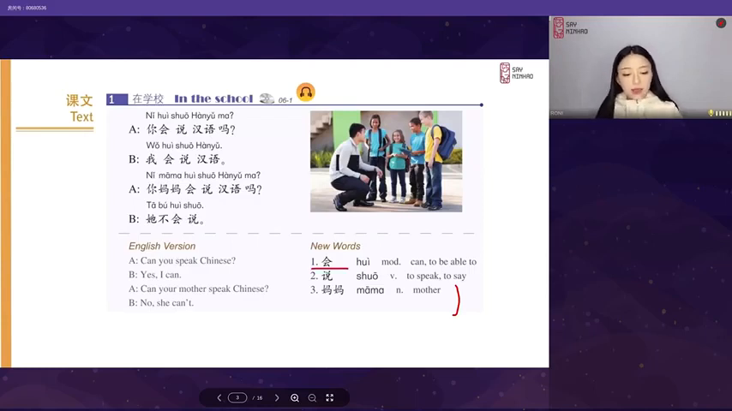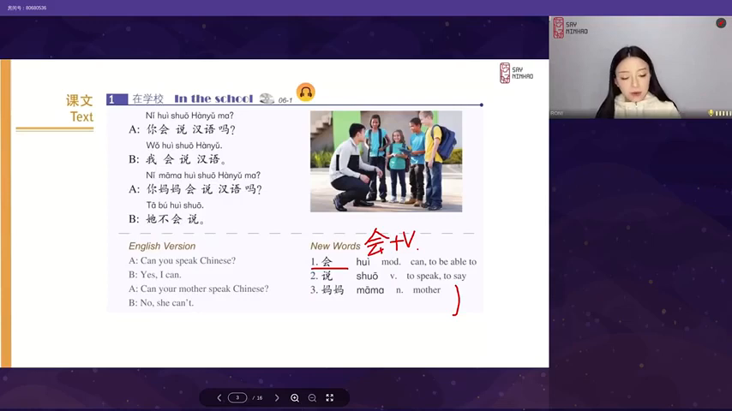First, 会. The initial h, the final ui, and the tone is the fourth tone. Read after me, please. 会. It means can, be able to. It is a modal verb. So whenever you want to say you can do something in Chinese, then you can use 会 plus a verb. For example, can speak Chinese. Today's lesson topic is 我会说汉语. 会说汉语 means can speak Chinese.